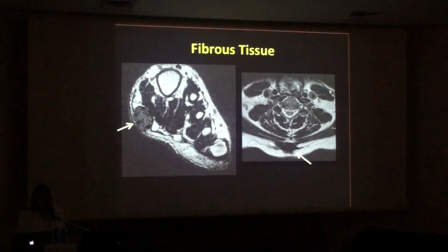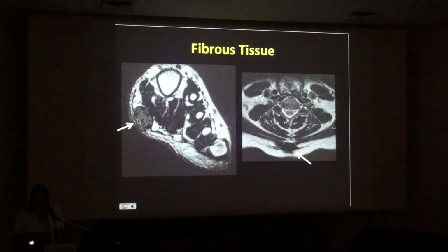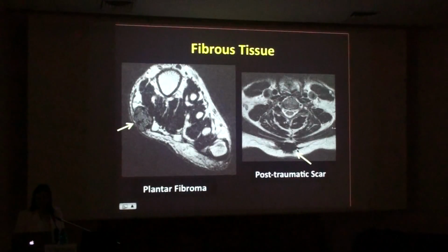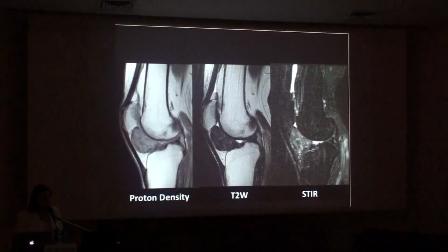So we said that fibrous tissue can also be low signal on T2. It's made up of collagen. It doesn't have a lot of free fluid, and it tends to be lower signal. So here's a lobulated, relatively low signal mass in the foot, and another low signal area in the back of the neck. And this was a plantar fibroma, and in the neck we see post-traumatic scar. And we'll talk about, later in the talk we'll be discussing location, and it's worth noting that this lesion lies in relation to the plantar fascia in the forefoot. So fibrous tissue, another kind of thing that can be low signal on T2.